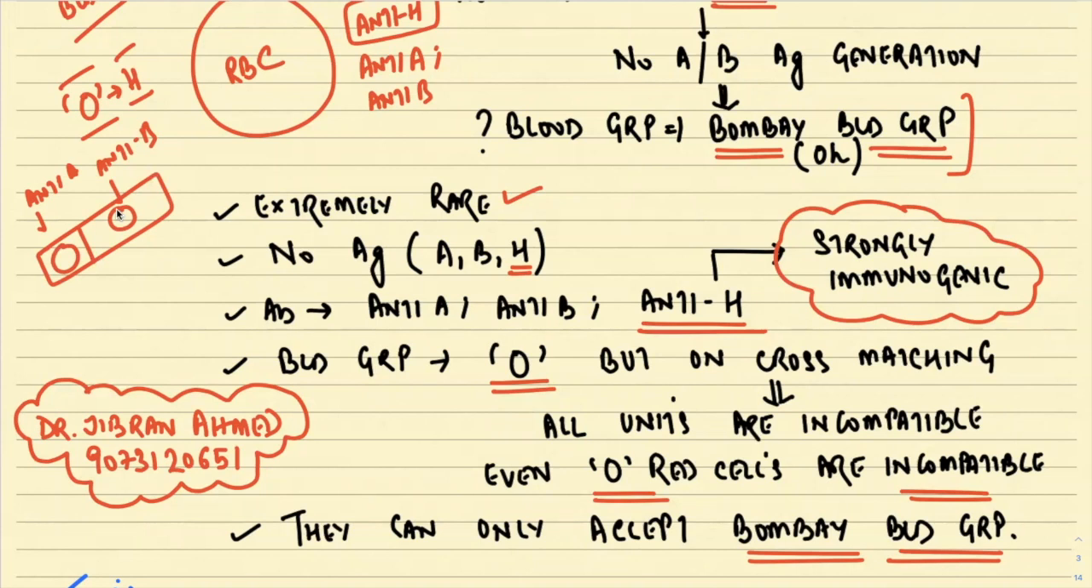Because what is the definition of O? Absence of A and B is the definition of O. Yes or no? So basically they will also give O only, because by definition they are fulfilling that.